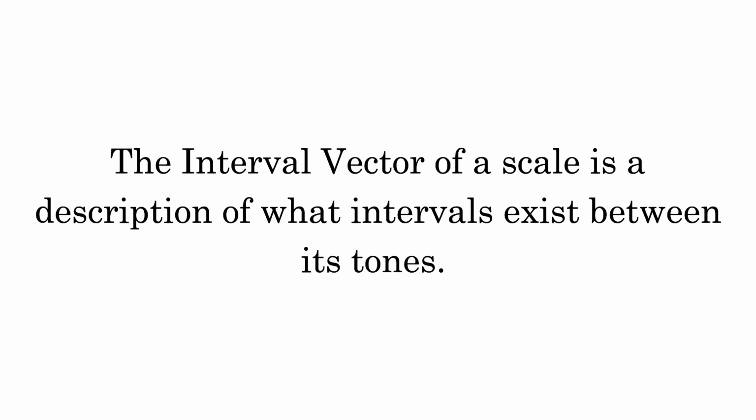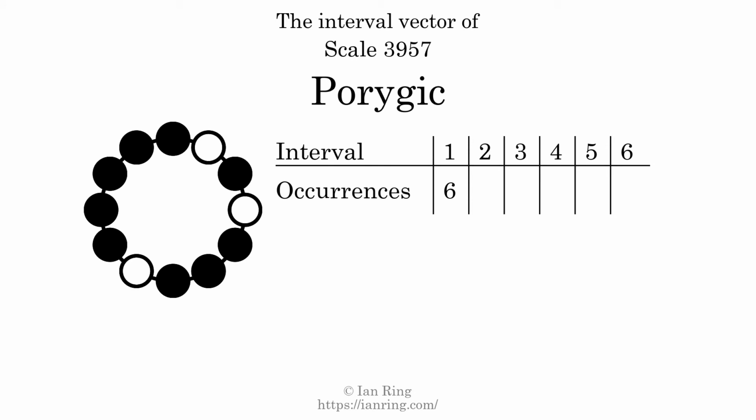The interval vector of a scale is a description of what intervals exist between its tones. There are 6 intervals with the size of 1 semitone. They are here, here, here, here, here, and here. There are 7 intervals with the size of 2 semitones. They are here, here, here, here, here, here, and here. There are 6 intervals with the size of 3 semitones. They are here, here, here, here, here, and here.